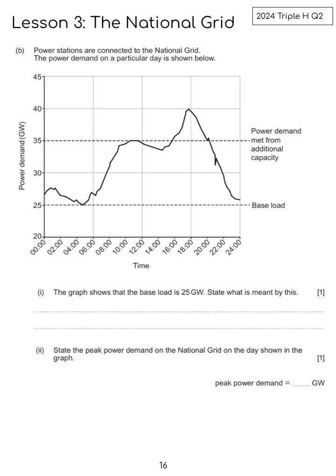So the next question on power stations is from 2024, and we have got a graph that shows the power demand on a specific day, and the first question says, what is meant by the base load? And it is the minimum power needed. And then the next question asks, what's the peak shown on the graph? So you want to have a look, where's the peak? 40 gigawatts.